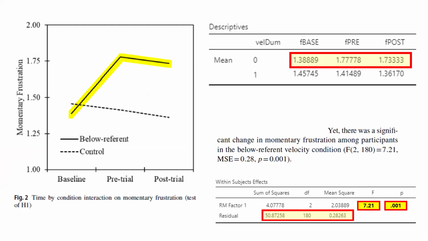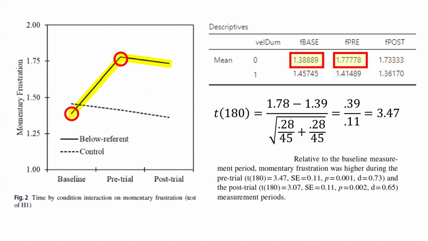Okay, so again, what I was saying is we know that at least two of these means are different, but we don't know which two are different. So we're going to follow up with some t-tests. So first, relative to the baseline measurement period, momentary frustration was higher during the pre-trial. So we're comparing baseline to pre-trial within the below reference condition. So the numerator of this t-test is 1.78 minus 1.39.